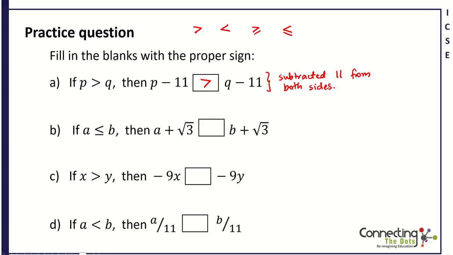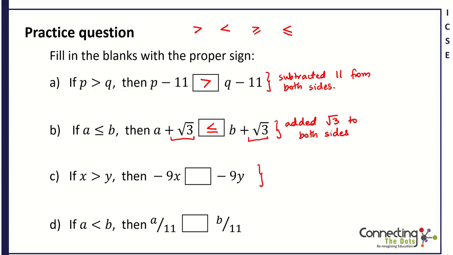Second one, a is less than or equal to b. Now what happens here? We have added square root of 3 here and we have added square root of 3 here. So we have added square root of 3 to both sides. And the inequation does not change sign. It remains less than or equal to.